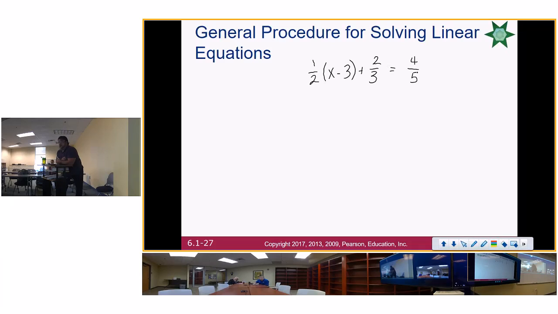Or you can get rid of the fractions first. Which one do you think we're going to do? Get rid of the fractions first. And what is the common denominator of 2, 3, and 5? Probably 30, but check. 30.